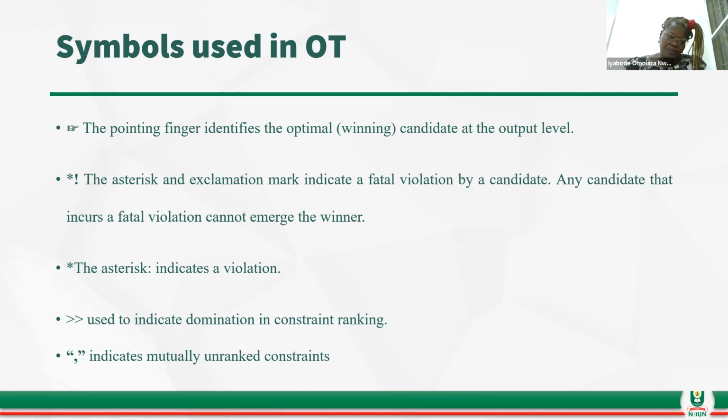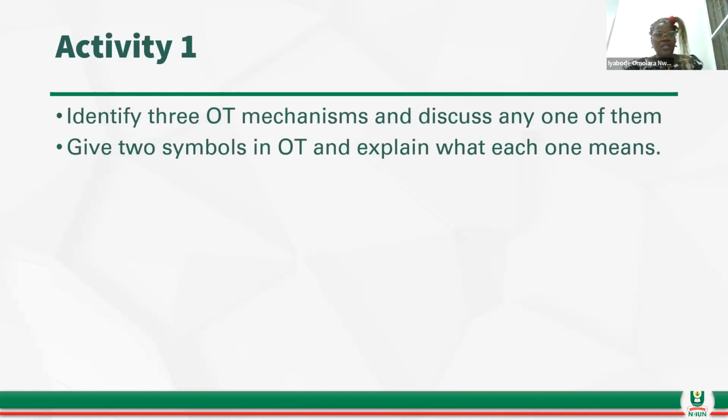Then you have this double arrow, or greater-than sign, that is used to indicate domination in the constraint ranking. And then you of course have the apostrophe that indicates mutually unranked constraints.